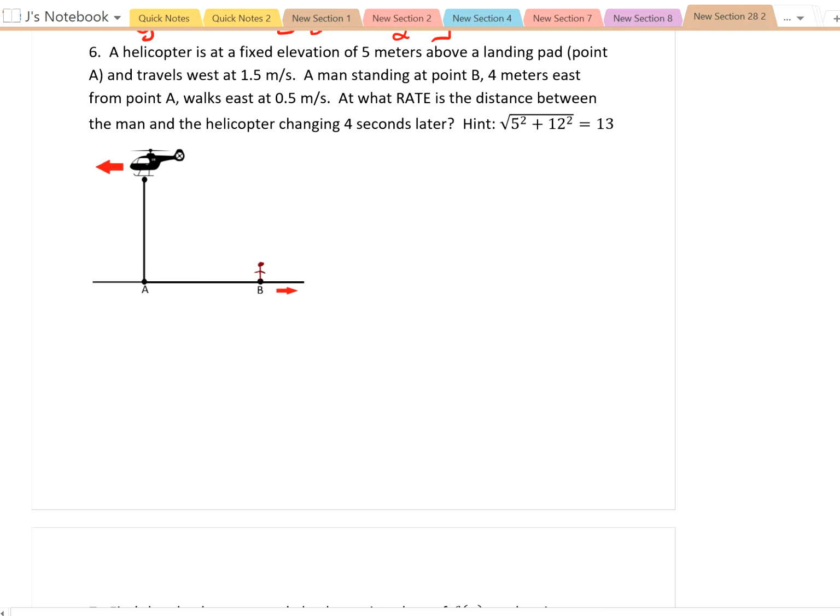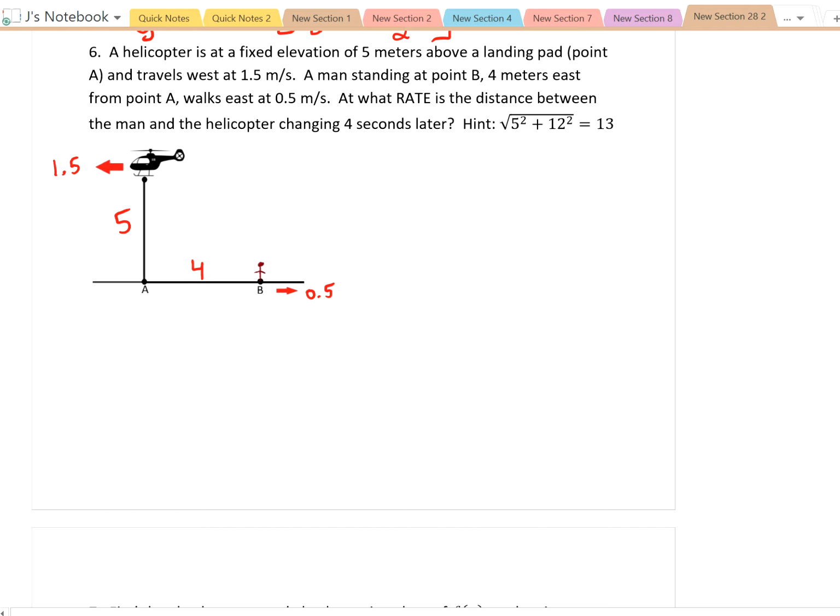It says a helicopter is at a fixed height of 5 meters. A fixed is a fancy word that means it doesn't change. It's constant. And so constant of 5. Above a landing pad, point A, and travels west at 1.5 kilometers per hour. The man is standing at point B, 4 meters east, and walks east at 0.5 meters per second. So the horizontal distance is changing. The vertical distance is not changing.